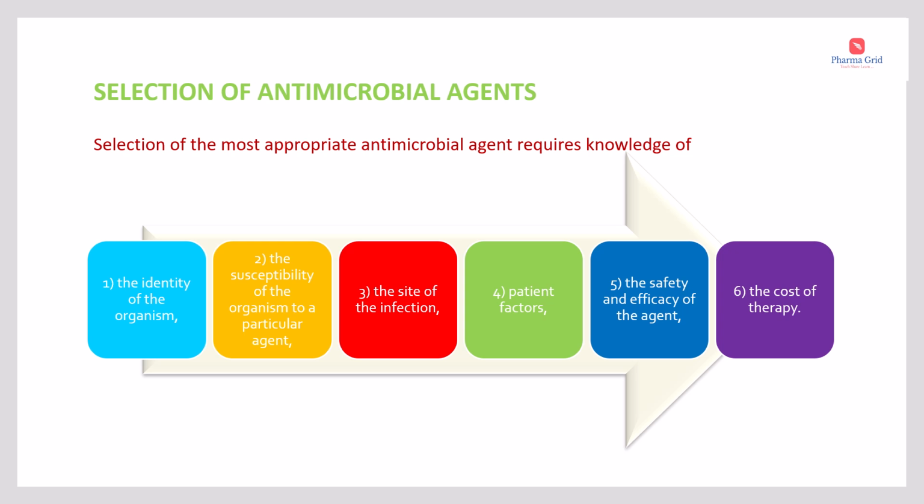Now the safety and efficacy of the agent. In such cases we need to consider the drug-specific toxicities, and if there are any contraindications. So all these factors should be considered. Then the cost of therapy. Cost of therapy also has an important role in choosing an appropriate antibiotic. So all these factors are really important in the selection of antimicrobial agents.